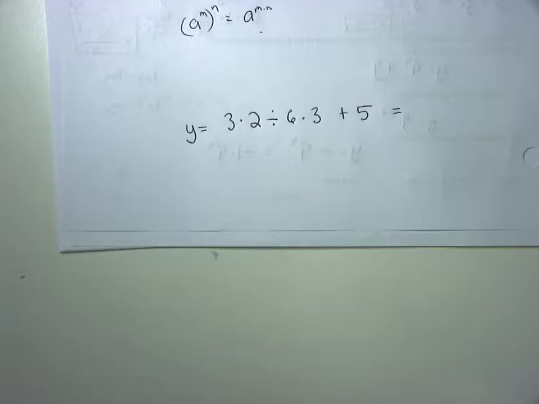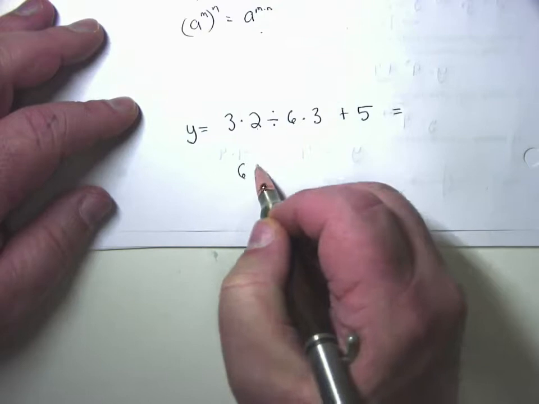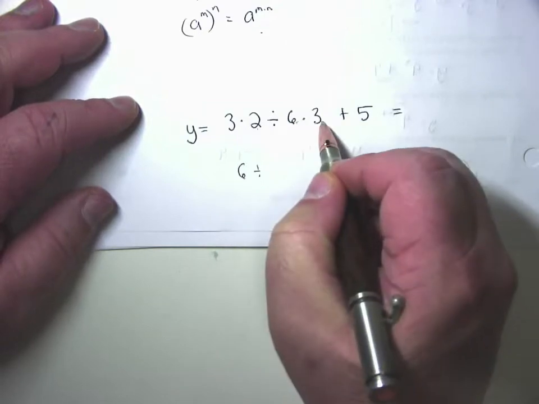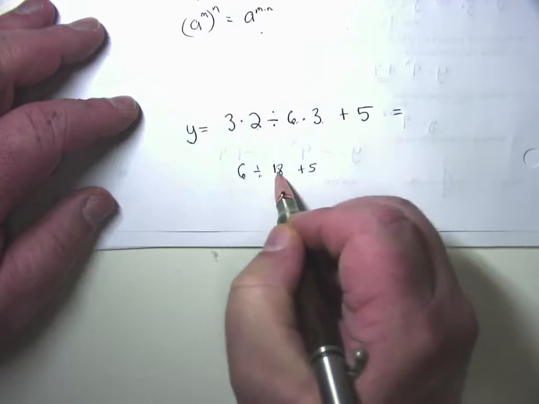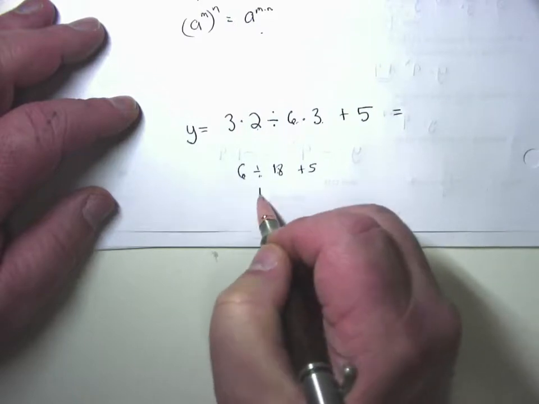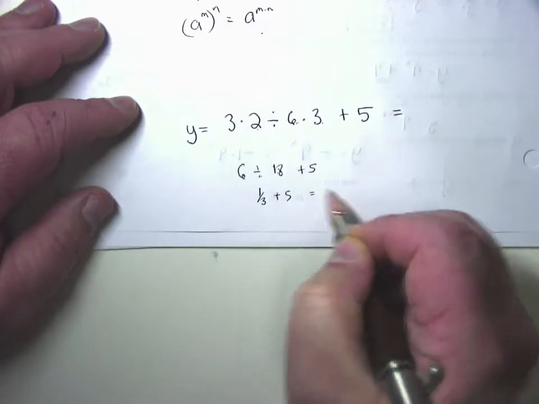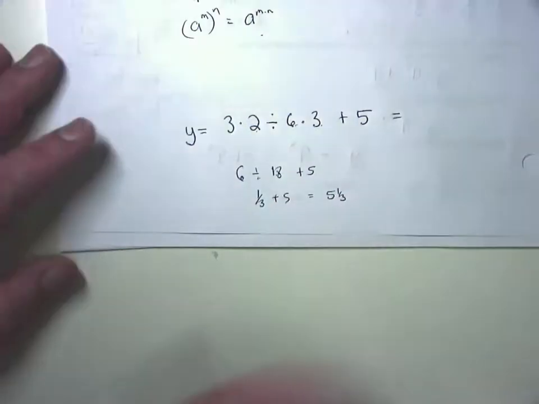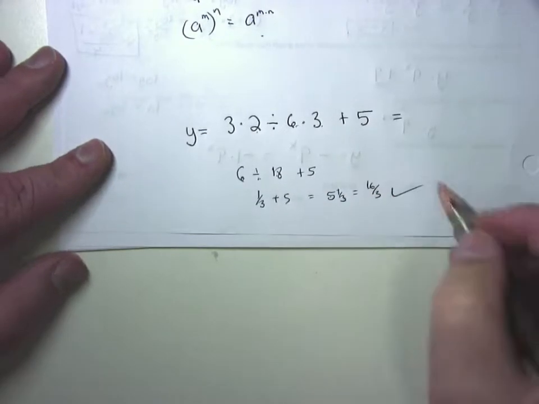A lot of people tell me this. 2 times 3, that's 6. Divided by, what's 6 times 3? 18 plus 5. 6 divided by 18 is, what, 1/3? Because 6 goes into 18 one third of the time, plus 5. The answer is 5 1/3. Or for you, that would be 16/3. Right? Wrong.